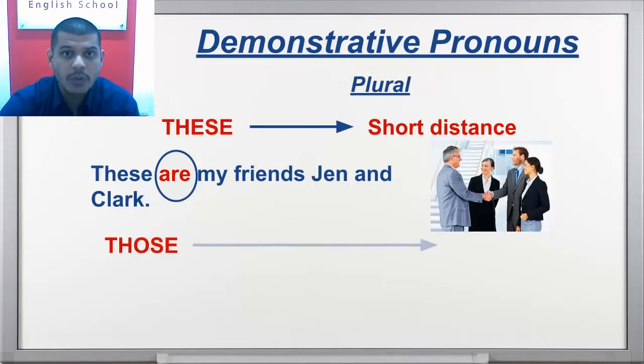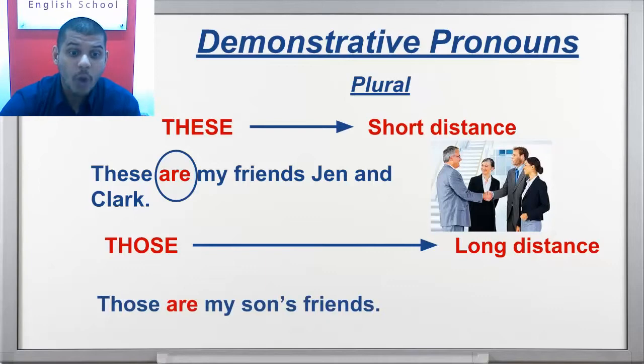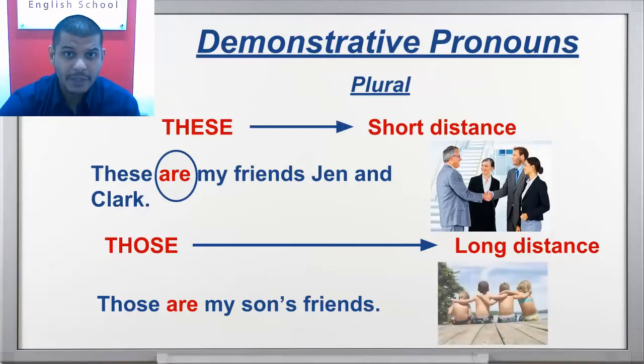As I said, we use those to indicate long distance, okay? Now, take a look at my other example here. Those are my son's friends. Those are the friends of my son, right? Now, in the picture, you see that the children are more distant. So, as they are more distant, it is right that I use those, okay? Those are my son's friends. And again, I will use are, okay? I will use the verb be in the plural form, all right?